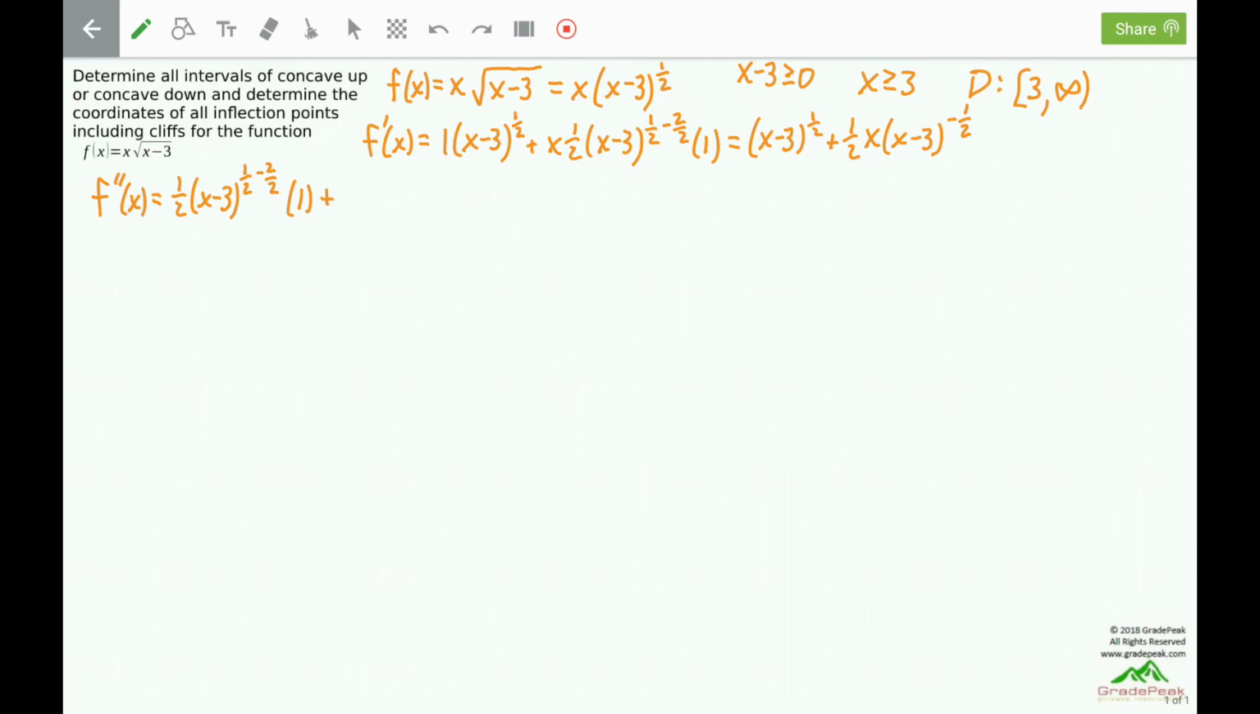plus the second term, which is a product rule. Derivative of the first, 1/2 x, will be just the constant, 1/2, times the second left alone, x minus 3 to the negative 1/2, plus the first left alone, 1/2 x, times the derivative of the second, which is a power rule, bring the power down, negative 1/2, leave the inside alone, subtract 1 from the power, I will call that 2/2, and then multiply by the derivative of the inside to complete the chain rule.